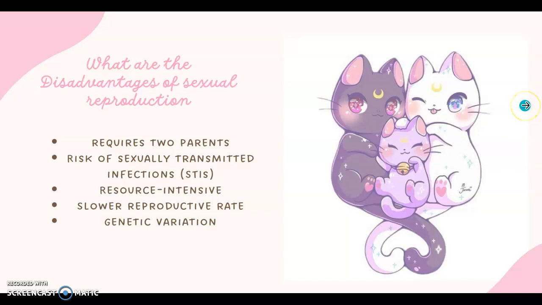What are the disadvantages of sexual reproduction? Requires two parents, risks of sexually transmitted infections, resource intensive, slower reproductive rate, and again, genetic variation.